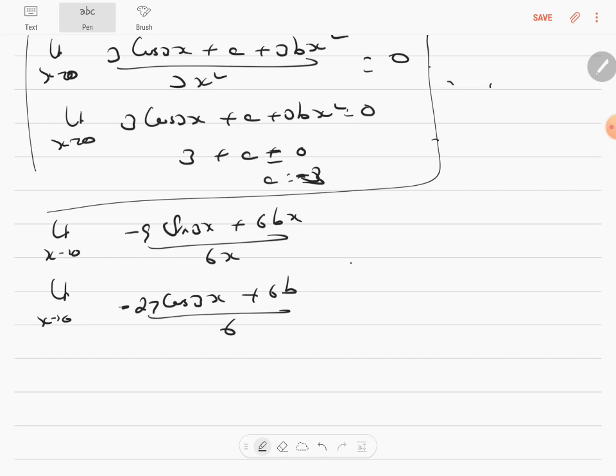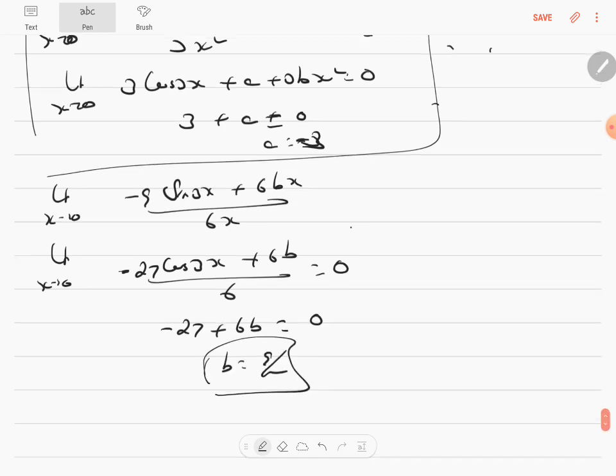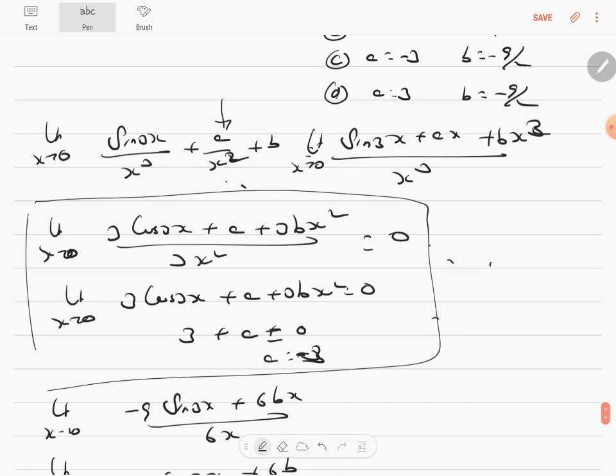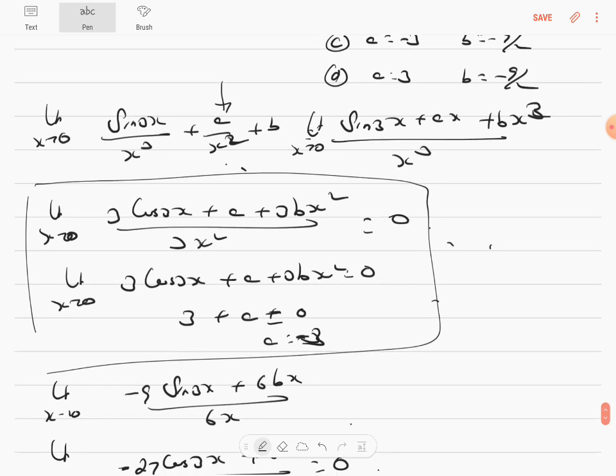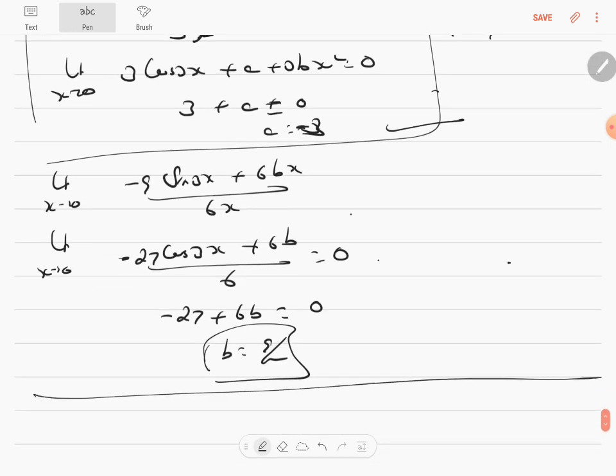And now on substituting x is 0, cos 0 is 1, minus 27 plus 6b, and this limit itself is also 0. So therefore b is equal to 9 by 2. So you keep going until you get a format where you can solve. Like here, when the denominator is still 0, you can still equate the numerator to 0 so that you can at least get the value of a, and then keep differentiating until you can get the value of b. So that's what it is. Okay, let's go to the next question.